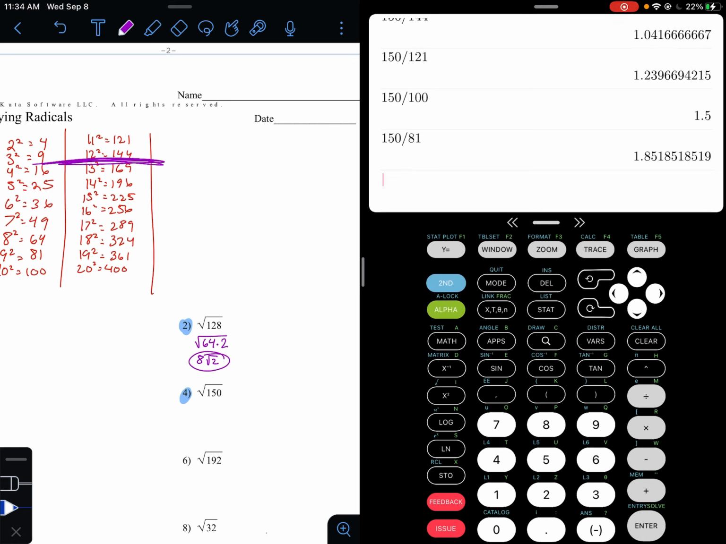150 divided by 81 does not work. 150 divided by 64 does not work. 150 divided by 49 does not work. 150 divided by 36 does not work. 150 divided by 25, that one does work.